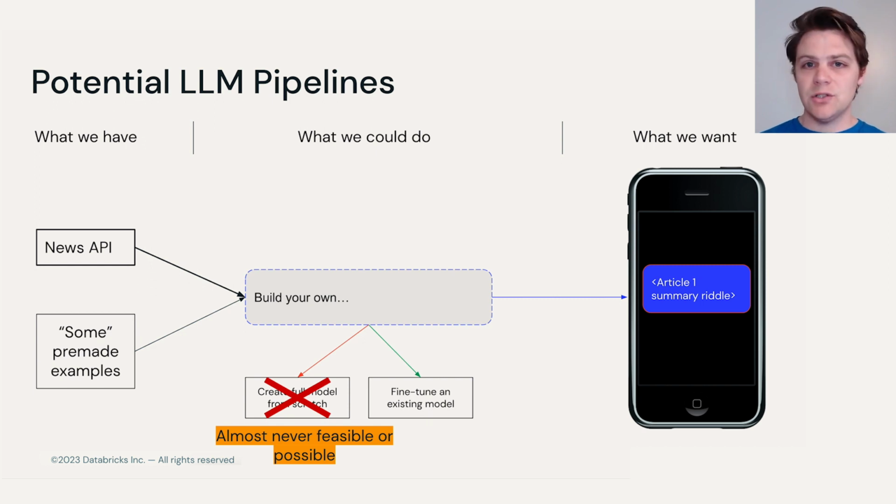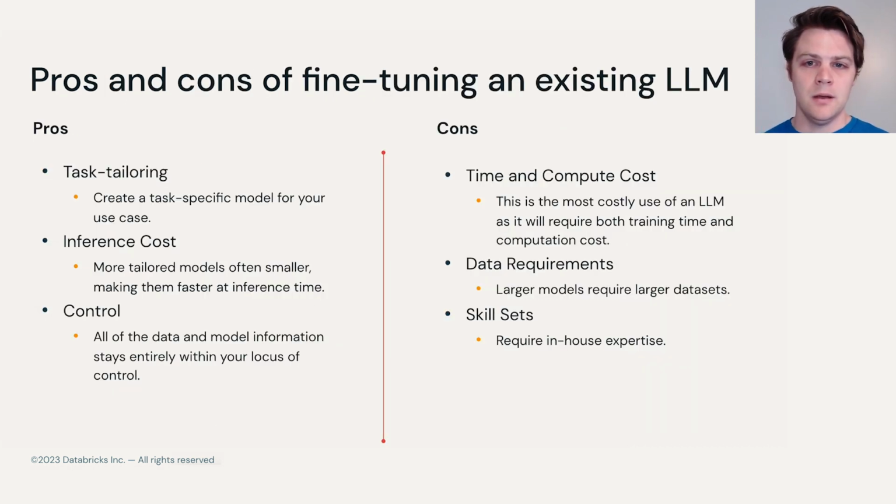But let's go down the fine-tuning an existing model path, as there's a lot of interesting nuances that we need to keep track of. If we're going to fine-tune an existing large language model, this means that we can really create a task-specific version of the language model for us.